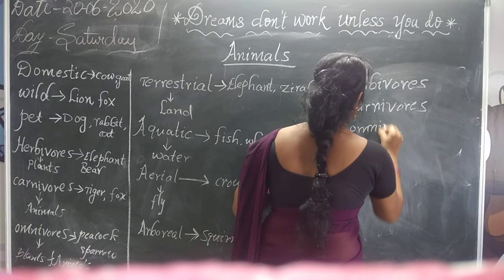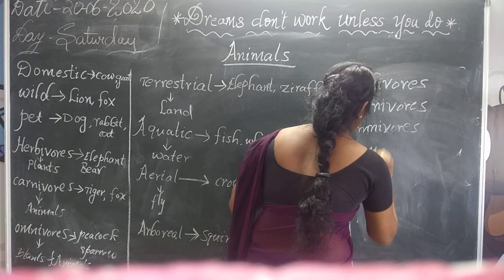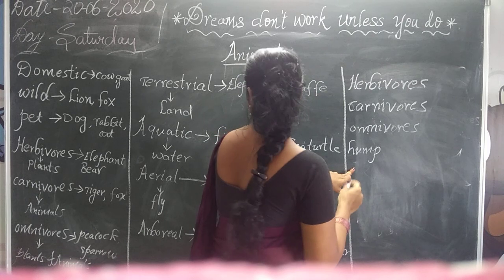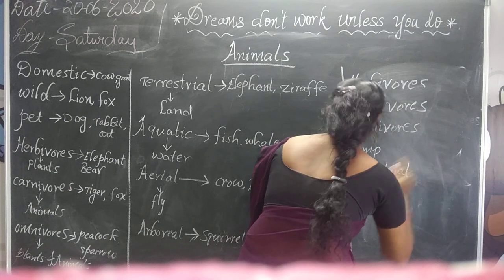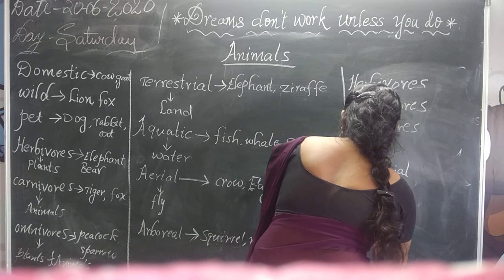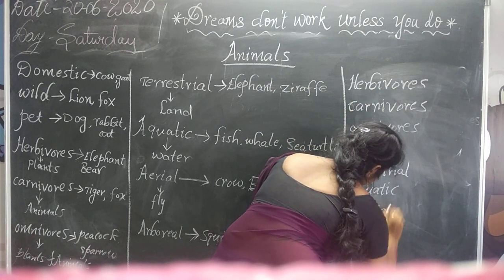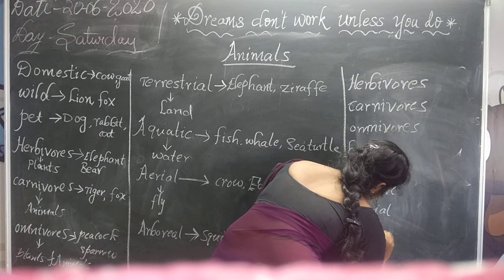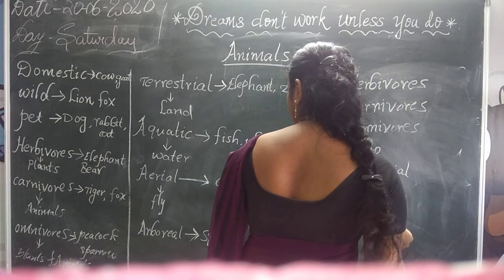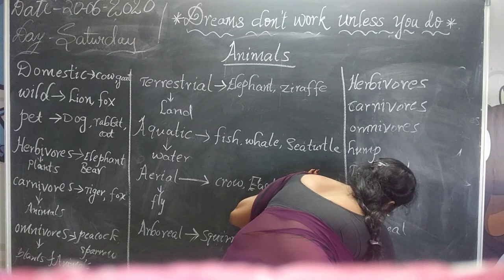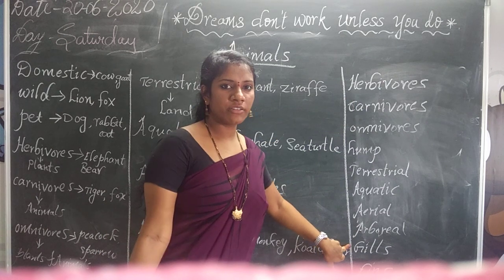Omnivores, hump. These are the new words, the scientific words, you can read them more times. And terrestrial, aquatic, aerial, arboreal, and gills and fins. See, these 10 words you have to read and write on paper.